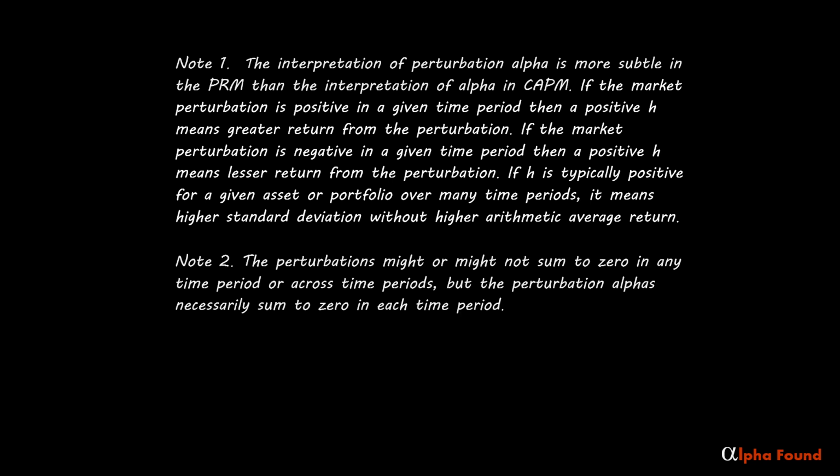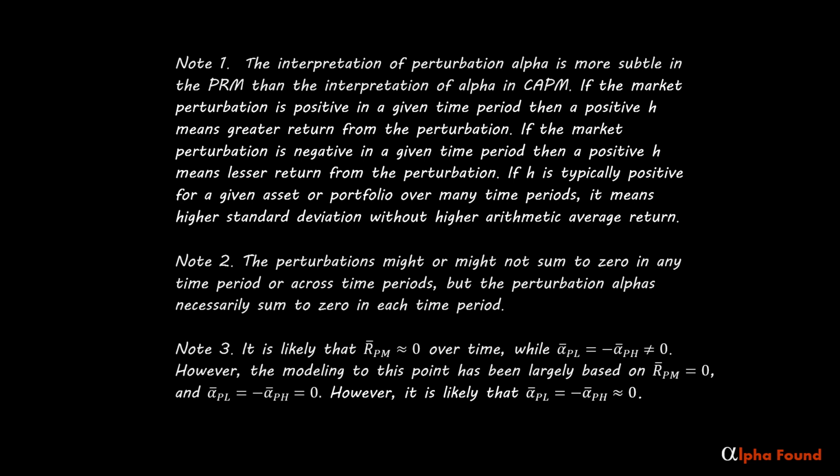Note 2. The perturbations might or might not sum to 0 in any time period or across time periods, but the perturbation alphas necessarily sum to 0 in each time period. Note 3. It is likely that the average perturbation is approximately 0 over time, while the average low perturbation alpha equals minus the average high perturbation alpha, which does not equal 0. However, the modeling to this point has been largely based on an average perturbation equal to 0, and the perturbation alphas also equal to 0. However, it is likely that the average perturbation alphas are only approximately equal to 0.